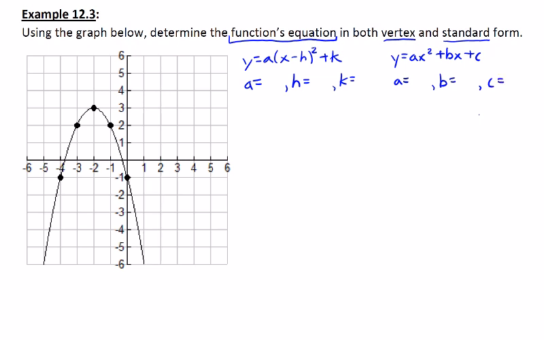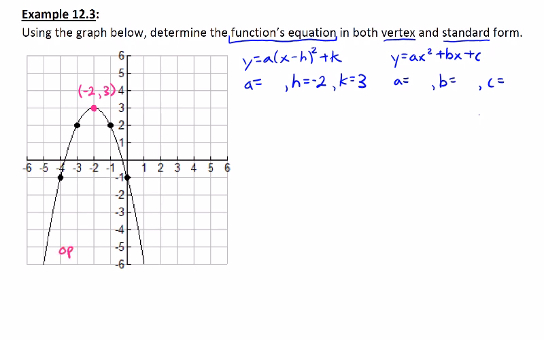So what can we get from the graph? First thing I can get is the vertex. The vertex, I can clearly see, is located at (-2, 3). That tells me that h is -2 and k is +3. So we immediately start making headway on the vertex form. We can also notice that this parabola is opening down.